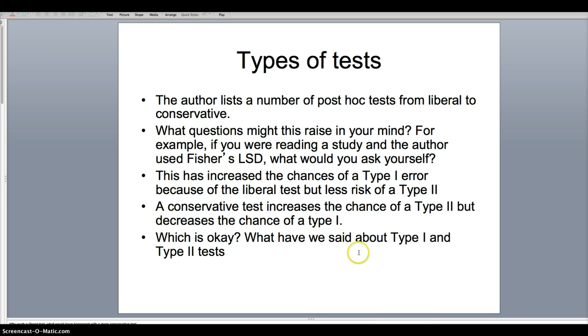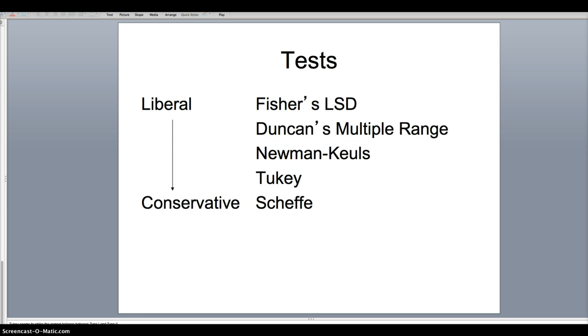Now, going back a few chapters ago, what we said was if you're going to make a mistake, a type 2 error is much less damaging than a type 1 error. So if somebody's using such a liberal test like Fisher's, it should really make you wonder whether or not there's a chance that they're making a type 1 error. The reason that you'll see Tukey's so much is because it's kind of in the middle. It's not so liberal that it's going to make a type 1 or so conservative it's going to make the type 2.